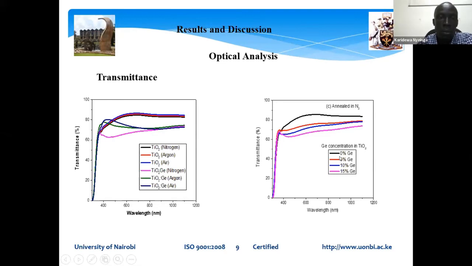So we notice that we have a decrease in transmittance as we increase the concentration of germanium. Again, it's because of the increase in the film thickness, and also it could be because of the increase in the film roughness, which could lead to scattering and therefore lowering the transmittance.